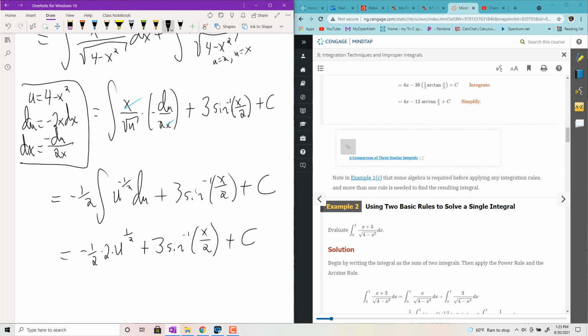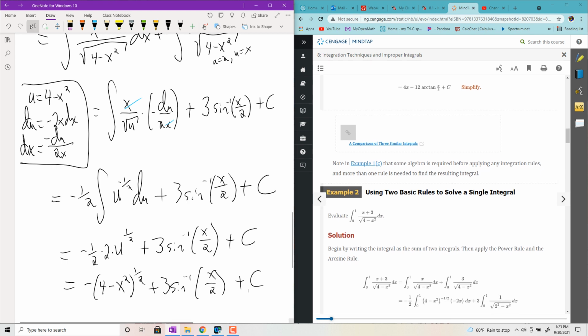Let's see. Negative 1/2 times 2 is negative, and then u back subbing is 4 minus x squared to the 1/2, then plus 3 sine inverse of x over 2, and then plus your integration constant.